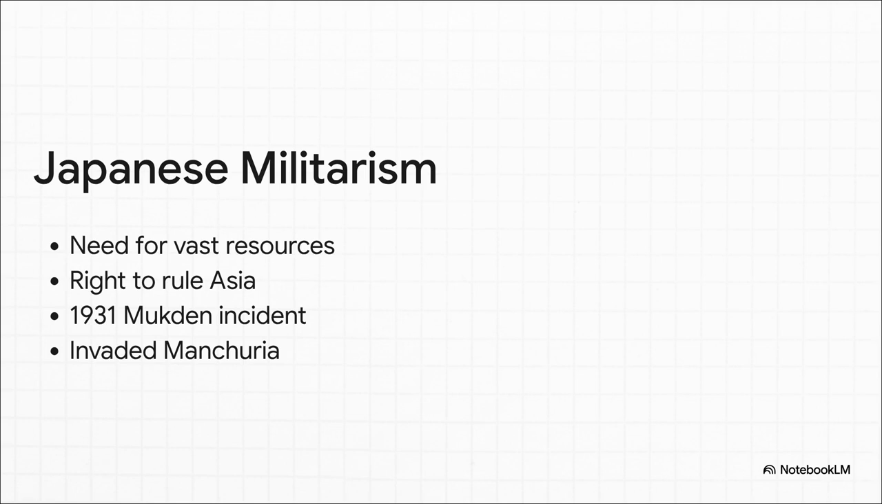Over in Asia, the Empire of Japan was adopting an increasingly militaristic posture. They were driven by a huge need for resources and a deeply held belief in their right to rule Asia. So, taking advantage of a fractured China that was totally embroiled in its own civil war, Japan staged the Mukden incident in 1931. They used this as a pretext to invade Manchuria and set up a puppet state. This clearly signaled their aggressive imperial ambitions way before the first shots were ever fired in the West.